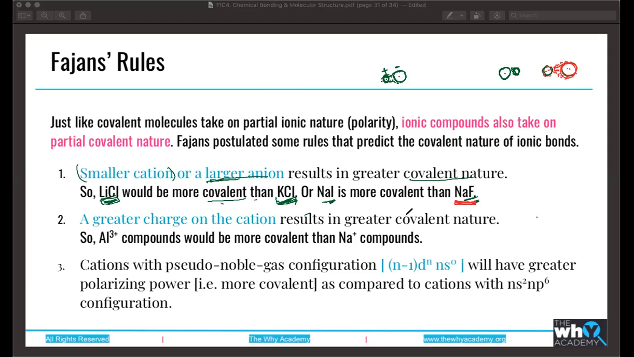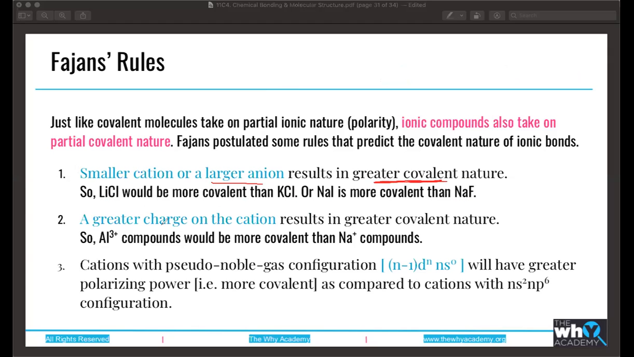Oh, sorry, I read it wrong. My bad. Yeah, okay, then I get it. So smaller cation, more covalent nature; larger anion, more covalent nature. So opposite charge, opposite effects. Okay.